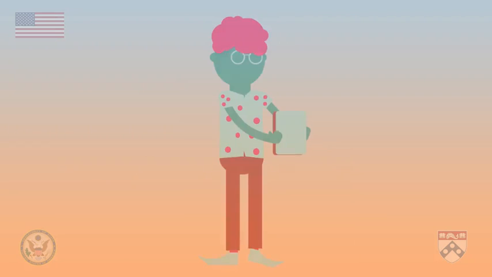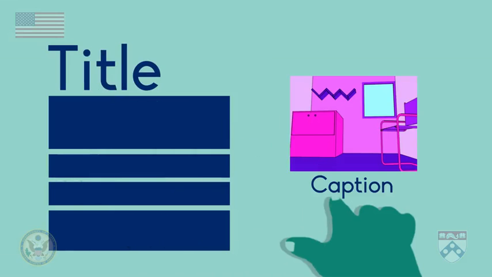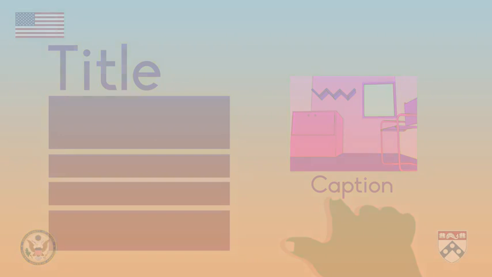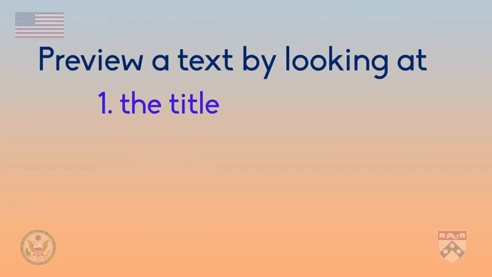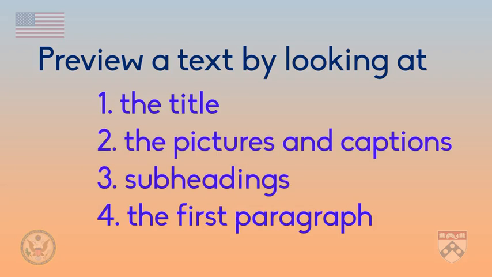To start, we should first preview the text. Do you remember what it means to preview a text? We learned about this back in Unit 1. As a reminder, when we preview a text, we quickly look through our source before we give it a full reading. This helps us learn what the text is about and improves our understanding. We usually preview a text in 4 steps by looking at the title, the pictures and captions, subheadings, and the first paragraph.